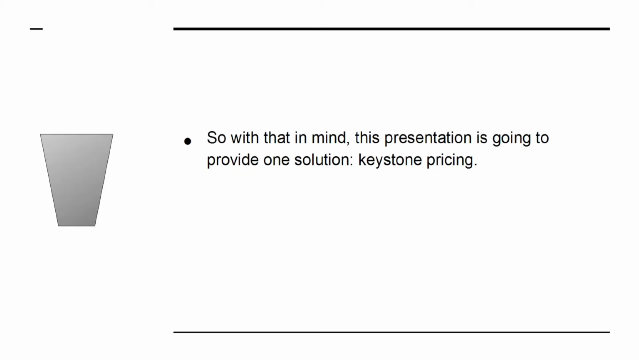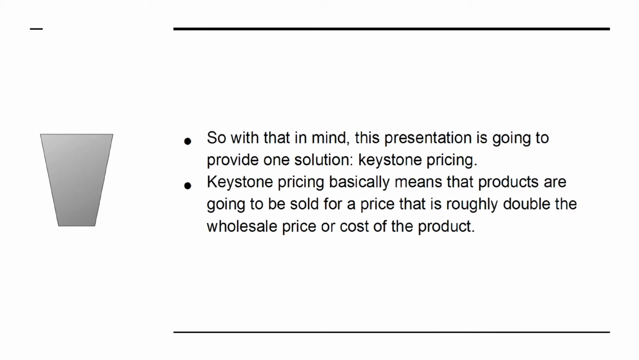The downside of that? It means a lot of people can end up investing large amounts into business plans that haven't been properly thought out. It means that they might not, for example, have considered how they are going to price their products. So with that in mind, this presentation is going to provide one solution: keystone pricing. Keystone pricing basically means that products are going to be sold for a price that is roughly double the wholesale price or cost of the product.